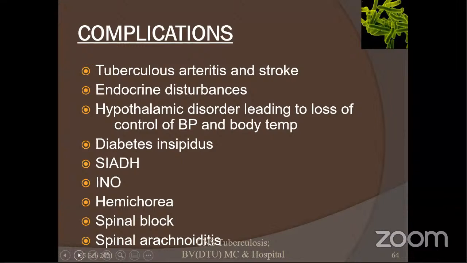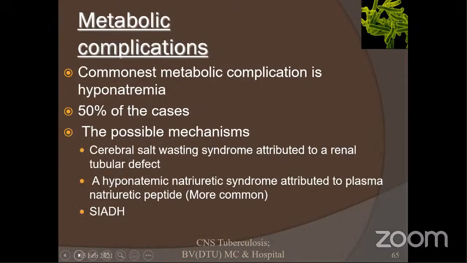The complications, as I said, arthritis and stroke, endocrine disturbances. There is involvement of pituitary gland also suspected. And hyponatremia is a common occurrence. It could be because of cerebral salt wasting or the disturbance of pituitary function, hypothalamic disorder leading to a loss of control of BP and body temperature, diabetes insipidus, SIADH, internuclear ophthalmoplegia, hemichorea, and Froin syndrome with spinal block, spinal arachnoiditis. These are the other things which you may have. Addison's disease also, with low blood pressure and involvement of adrenal gland. Commonest complication is hyponatremia.